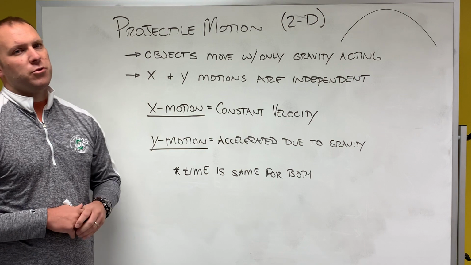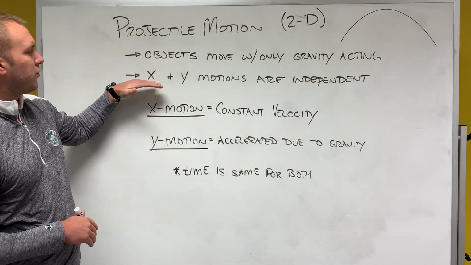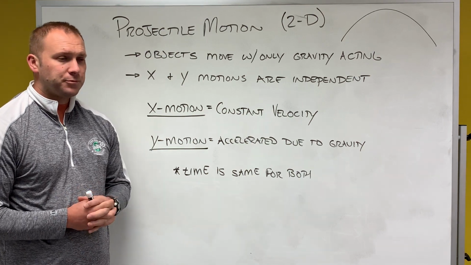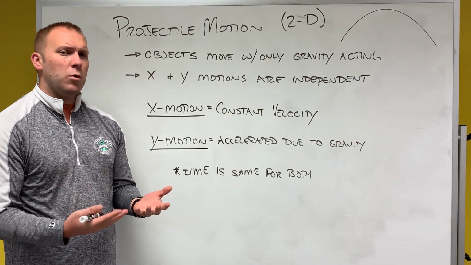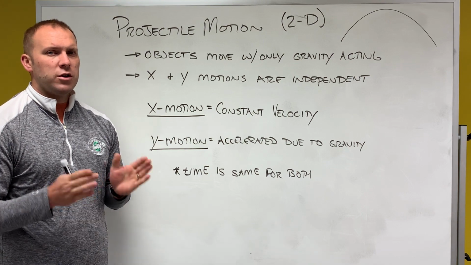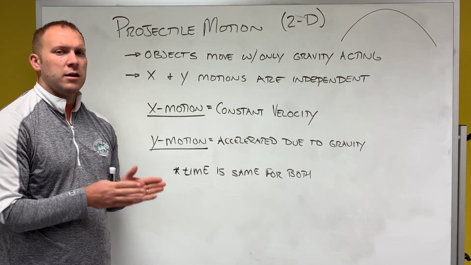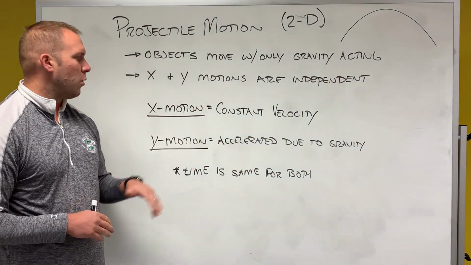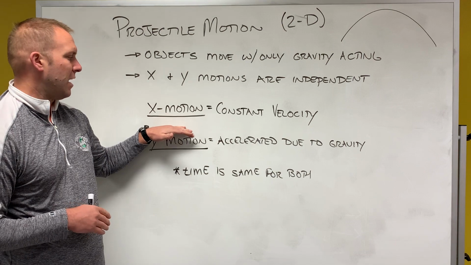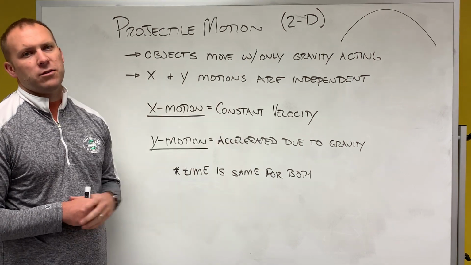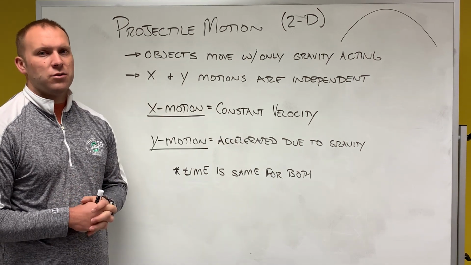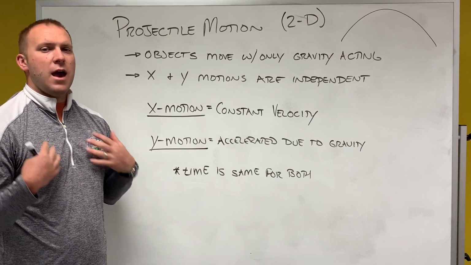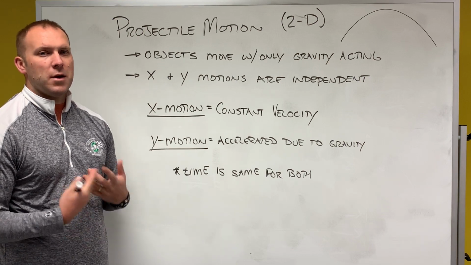What we have to understand with projectile motion is that we can treat the X and Y motions as independent. They don't affect one another. So when we work through problems, we can treat our X motion separately from our Y motion. Specifically, the X motion is going to be constant, and we'll see an example of why. So we're going to treat X velocity as a constant velocity. There's no air resistance, there's no drag, so whatever the X velocity is at the beginning is going to remain constant.